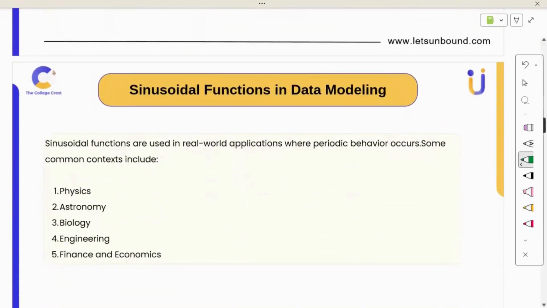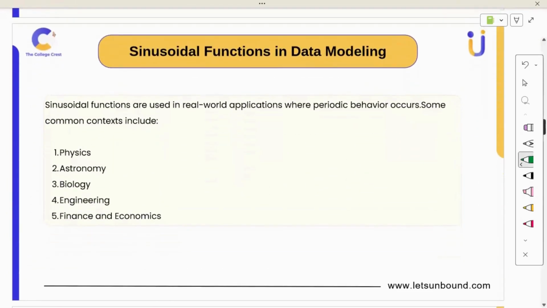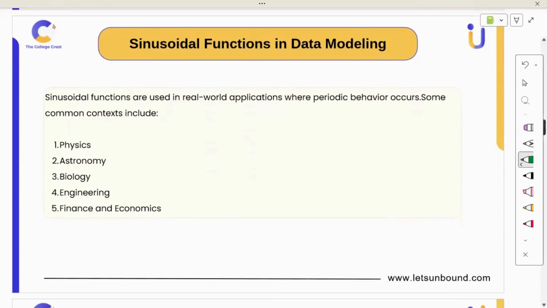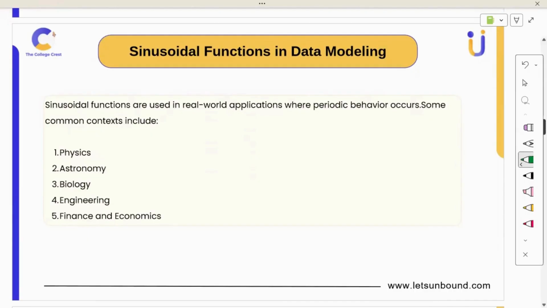Here we go. This is also used in various disciplines like physics, astronomy, biology, engineering, finance, and economics. Any kind of thing we might get, but the idea is the same. You notice a periodic behavior that repeats values at regular intervals, then go for amplitude, maximum, minimum, period, and all this stuff, right?